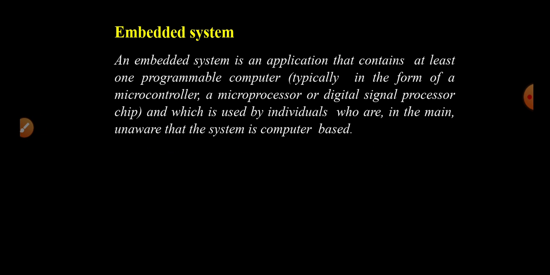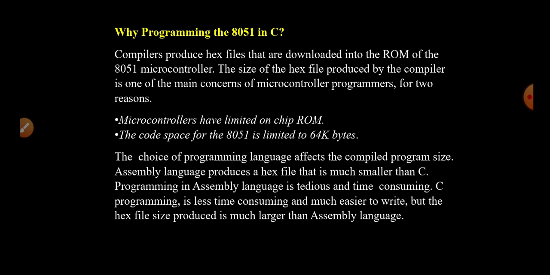Okay, in simple terms we can define it as: an embedded system is an application that contains at least one programmable computer and which is used by individuals who are unaware that whatever system they are using is a computer based system. Means whatever the user or the application which is being used, the user is unaware that it contains the processor or the CPU in it. Okay, then why does the 8051 have to be programmed in C?